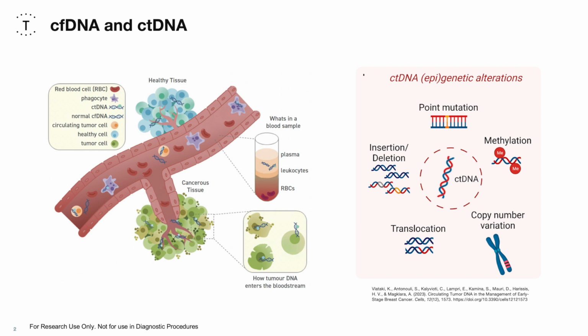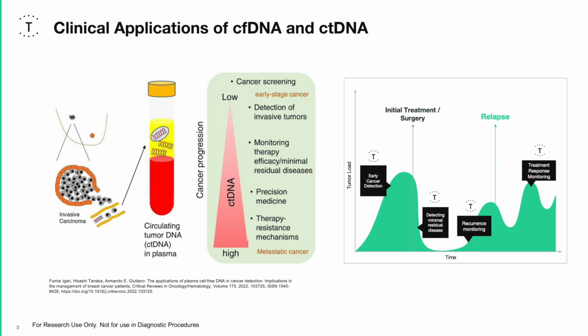These fragments are released from cancerous tissue into the bloodstream, making a blood sample a powerful, non-invasive diagnostic tool for cancer research. The ability to detect and analyze ctDNA in plasma opens up numerous clinical applications related to cancer. From early cancer detection and screening, through monitoring treatment response and minimal residual disease, to recurrence monitoring and understanding resistance mechanisms, ctDNA provides real-time insights into tumor dynamics.